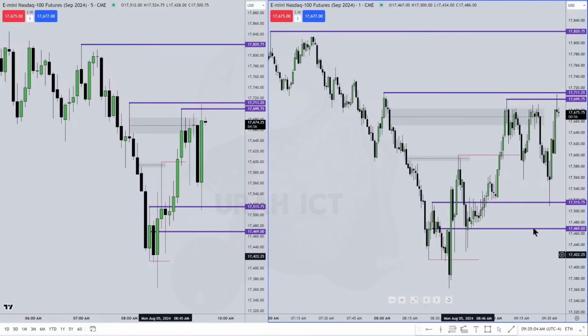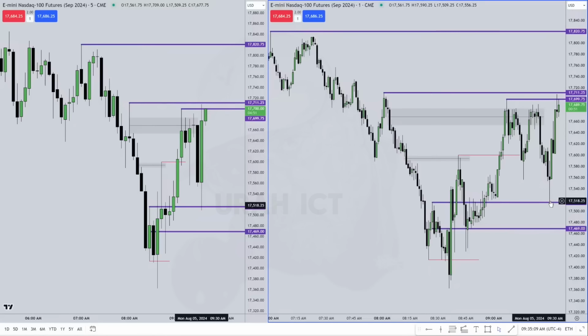So we had these relative equal highs swept here. See that? Case study, bullish breaker, to there. So how many candles did it take to do that? You screenshot it.